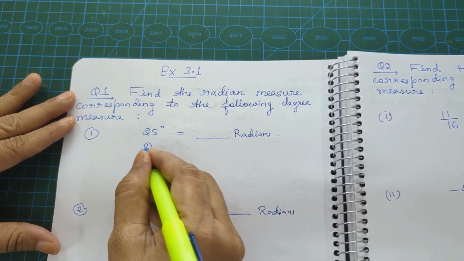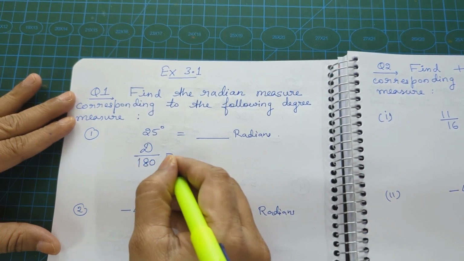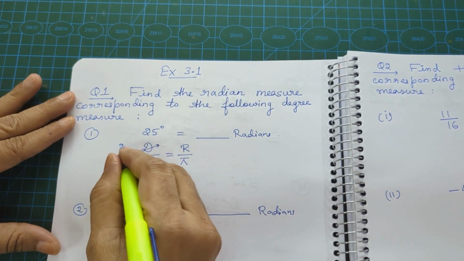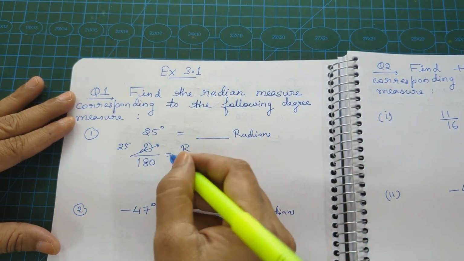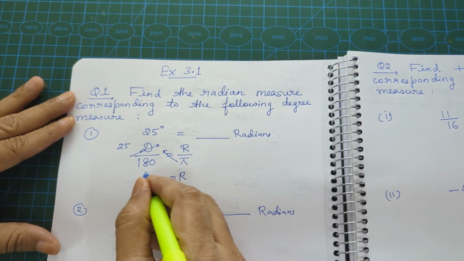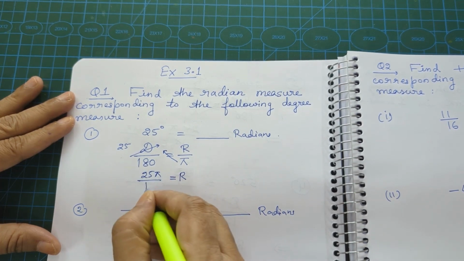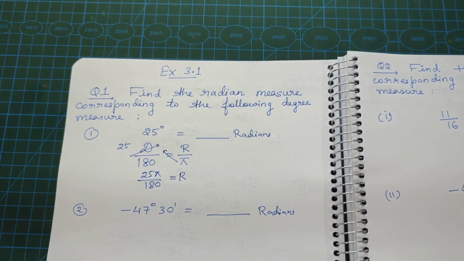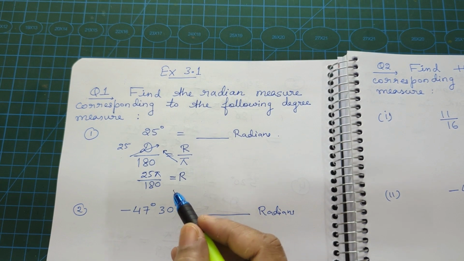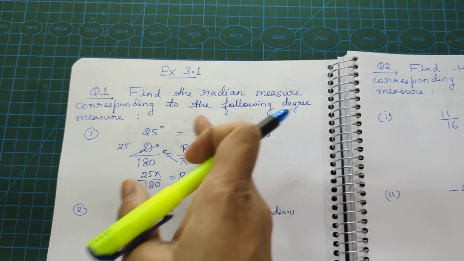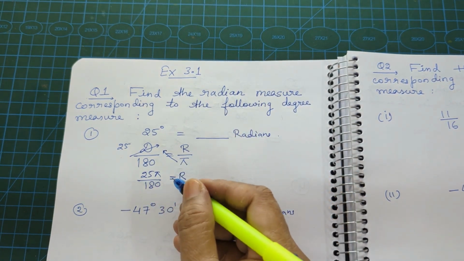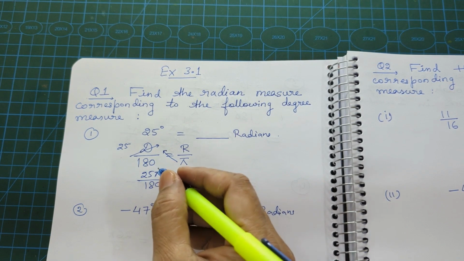We will use the relation degree by 180 is the same as radian upon pi, and in place of degree we will write 25, and then go for a simple cross multiplication. Then we will get radian as 25 pi upon 180. Pi we can write as 22/7, or whenever we answer an angle in terms of radians we can leave it in terms of pi. Why? Because 0, pi by 2, pi, 3 pi by 2, 2 pi, so we can know the angle in radians in terms of pi also, the way we know it in degrees.